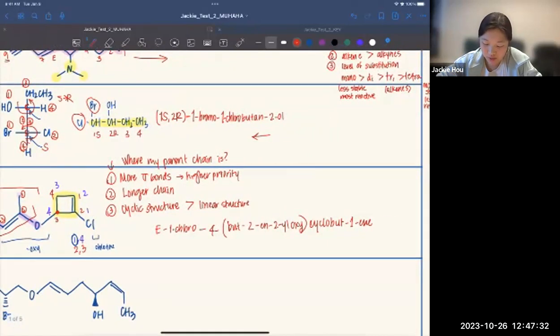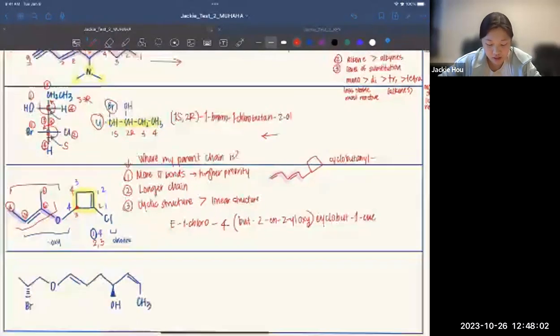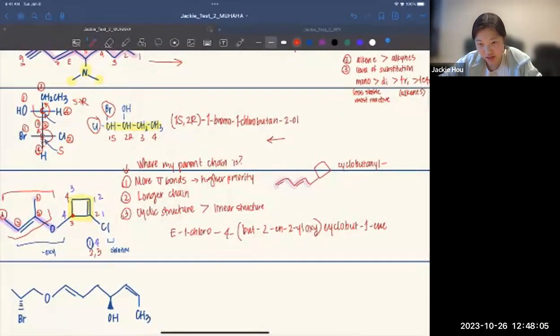So if I had something where my linear structure had more double bonds and my cyclic structure was just like this, I would of course want to make my linear structure my parent chain. So my parent chain would look something like that. And then my cyclic structure would be a cyclobutane, and it will be considered a branch. If the opposite is true, then my cyclic structure is going to be my parent, and my linear chain is going to be considered a branch.